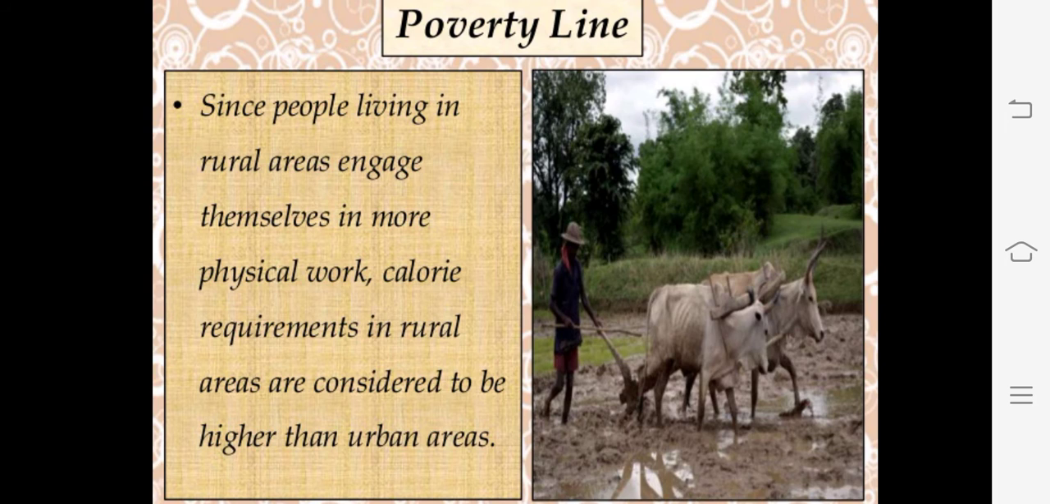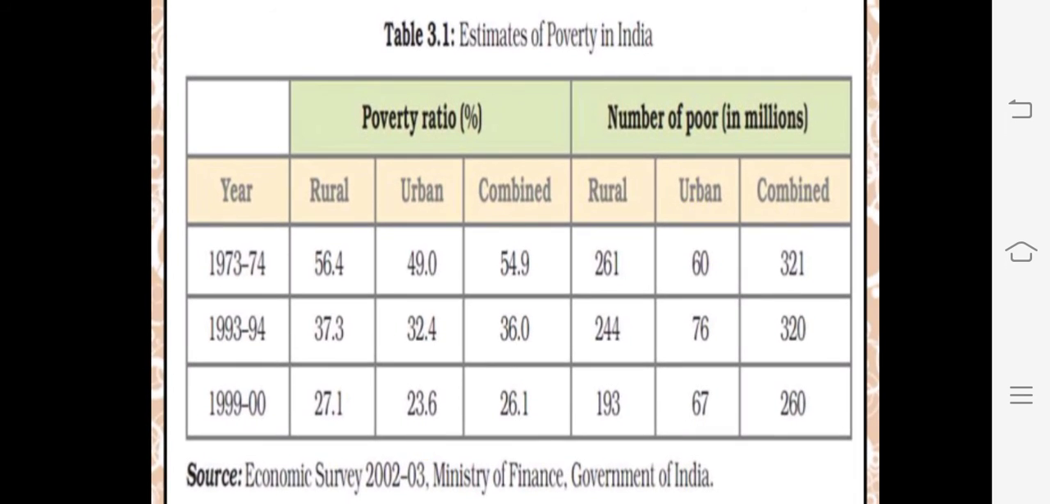Since people living in rural areas engage themselves in more physical work, calorie requirements in rural areas are considered to be higher than urban areas. That's right, because in rural areas people are engaged in physical work, and in urban areas they are working mentally. So rural people require many more calories compared to the urban ones. These are the estimates of poverty which we have also discussed earlier.